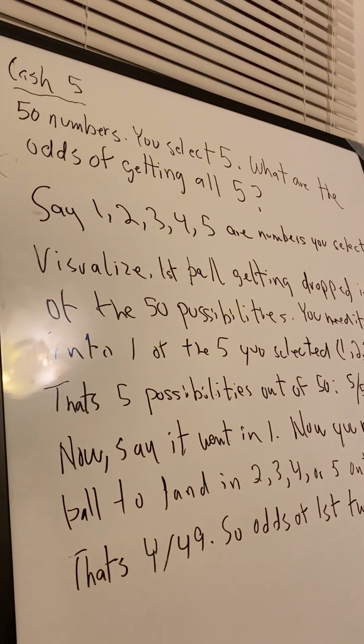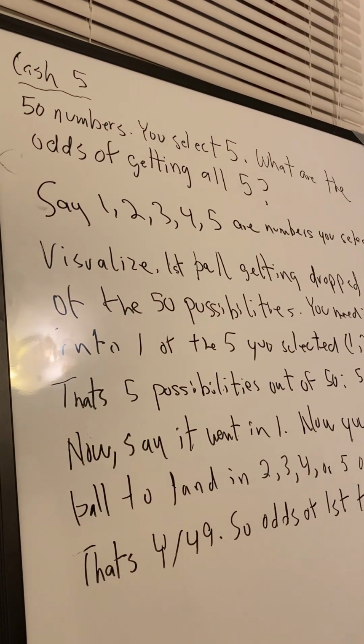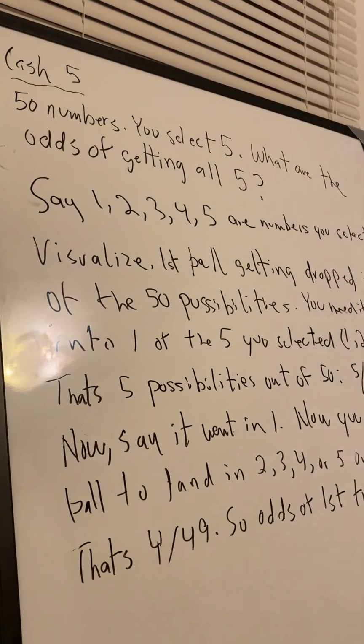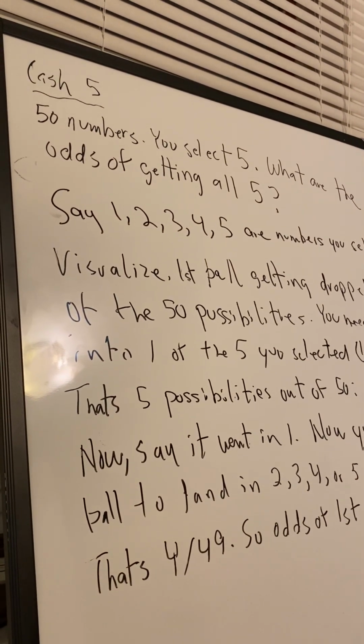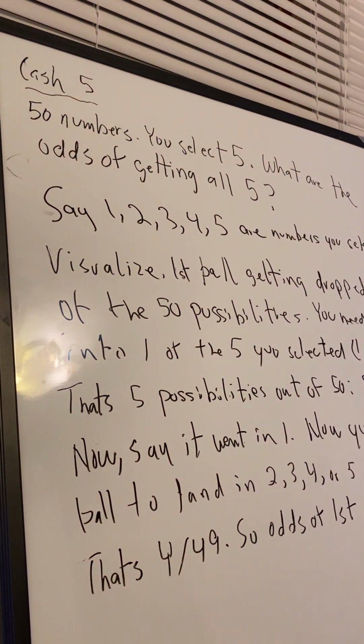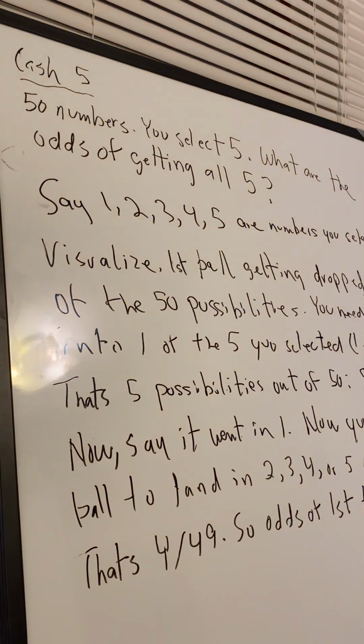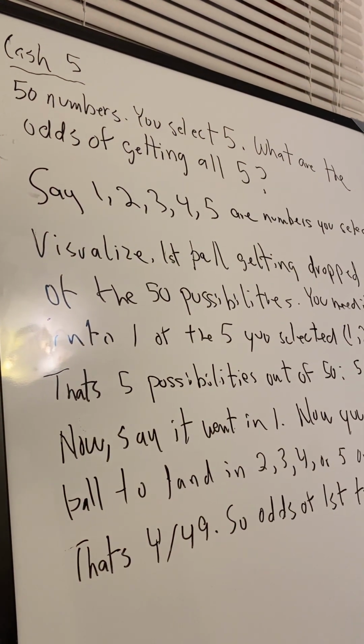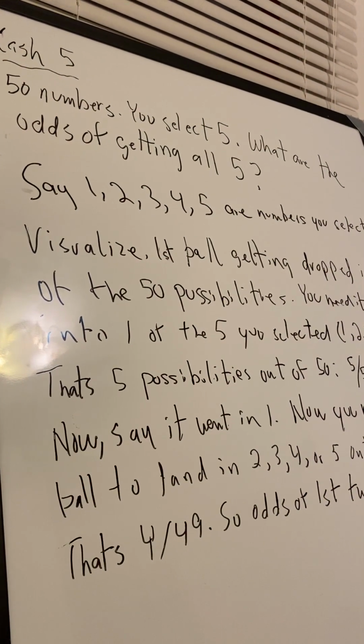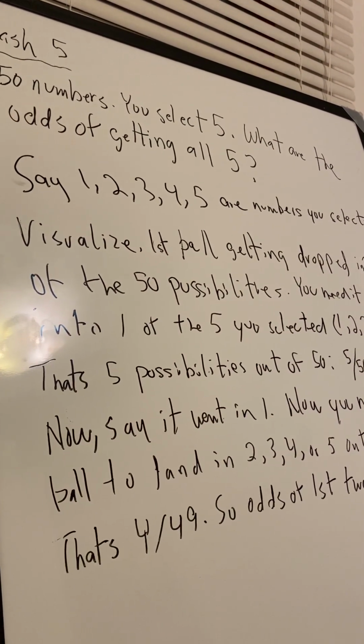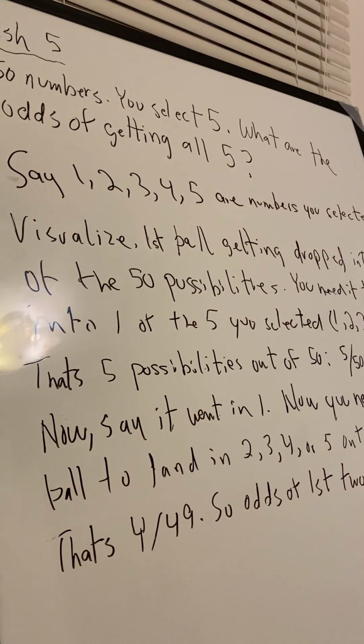So now we're going to calculate the odds of winning a lottery. Let's say it's a Cash 5, we'll call it. The way to win the lottery is we have to select 5 numbers out of a possible 50 possibilities, and in order to win, we have to get all our numbers selected. So what are the odds of getting all 5 numbers?